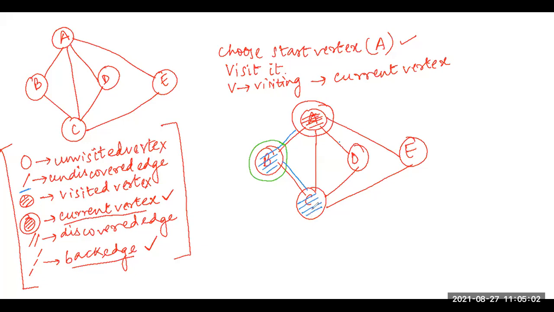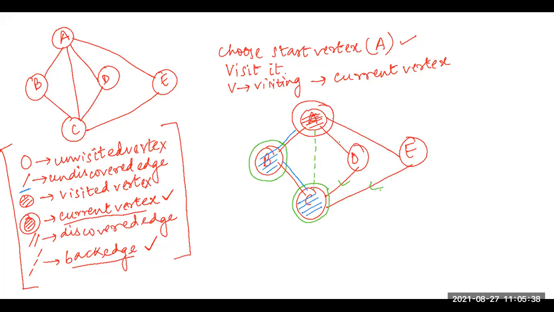Now I will look at what vertices can be reached from C. Whenever I start looking at that, first I will have to change C to a current vertex. I changed it. Now I will start looking. This is an undiscovered edge. This is an undiscovered edge. This is an undiscovered edge. This is a discovered edge. But among these three, this is an undiscovered edge, but this vertex is a visited vertex. So in this type of case, I will do nothing. It will simply be a back edge.